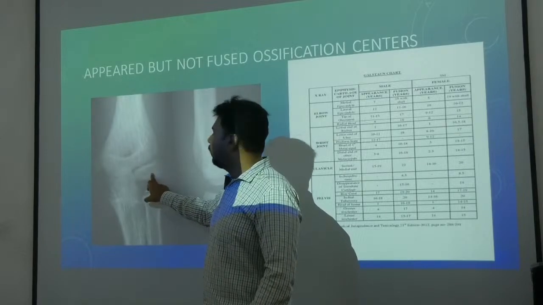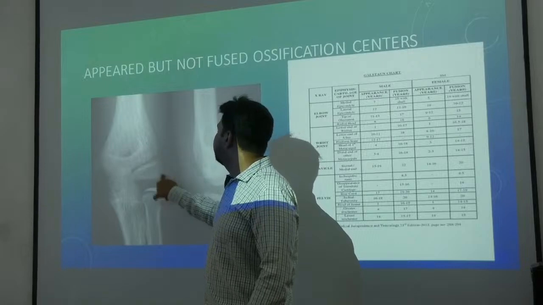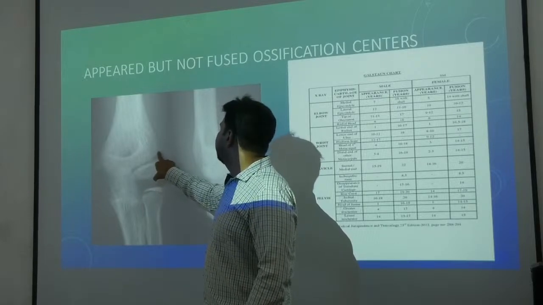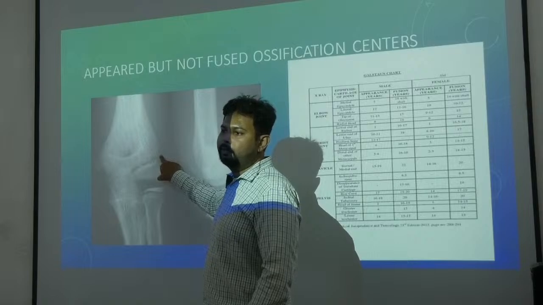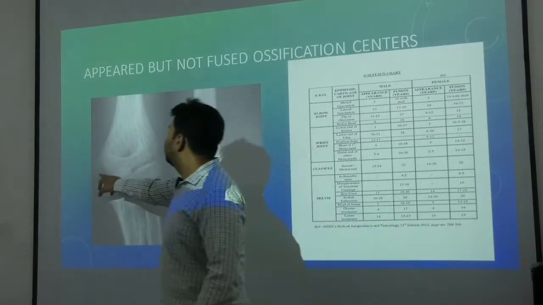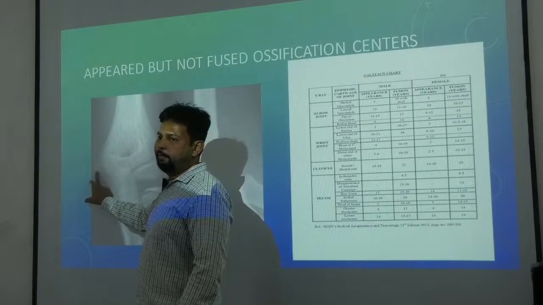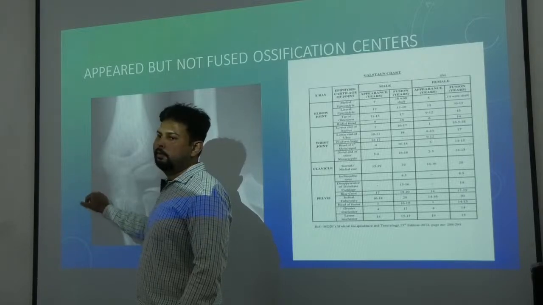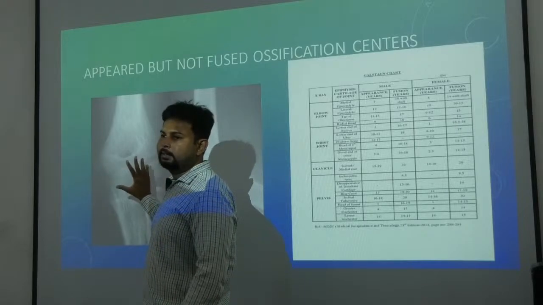What about this? Appeared, not fused. Where is the, what do you call it? Lateral epicondyle. Where is it? Appeared, not appeared? Not appeared. What about this? Medial epicondyle. Appeared, but not fused. Fine? So you can now interpret this X-ray.